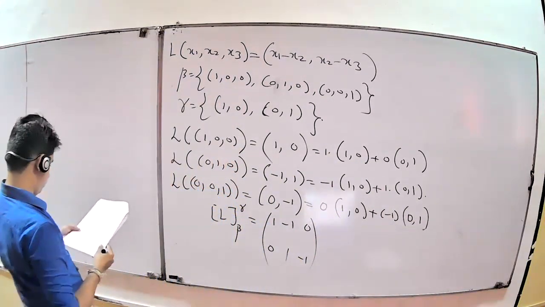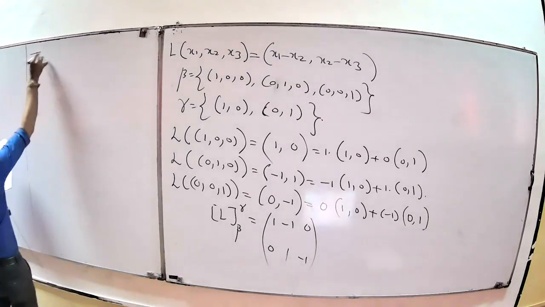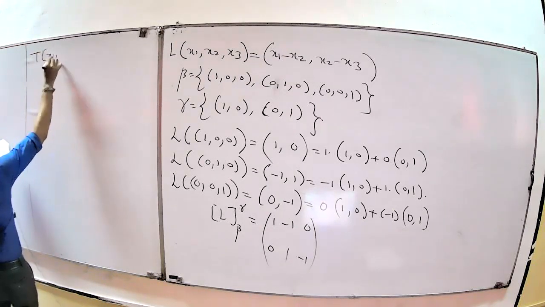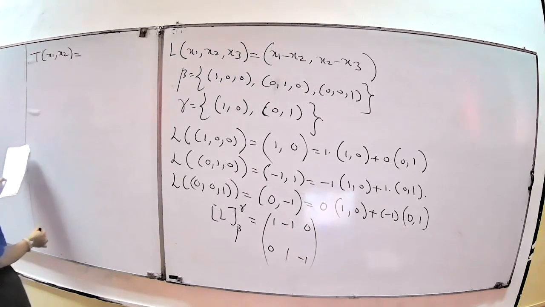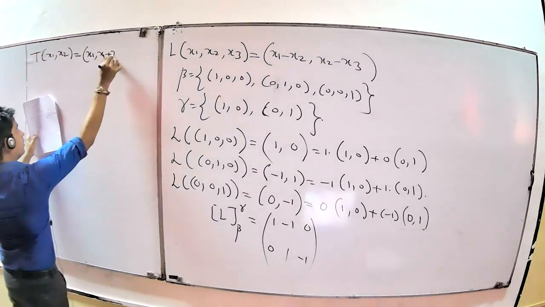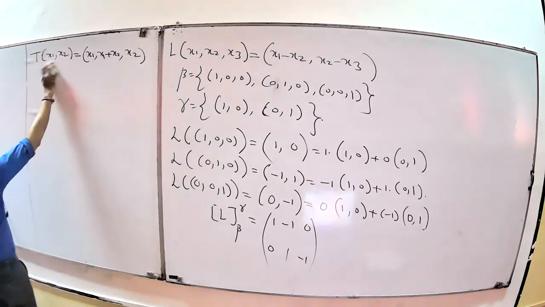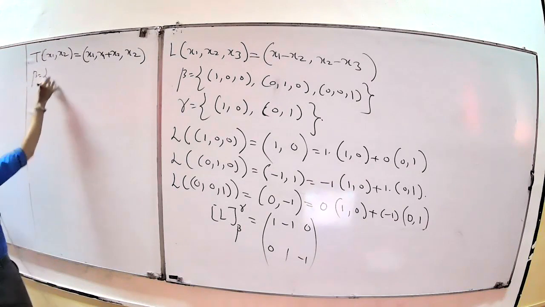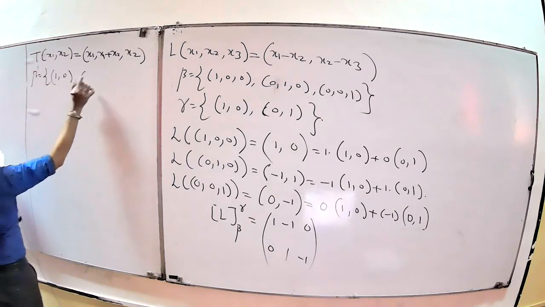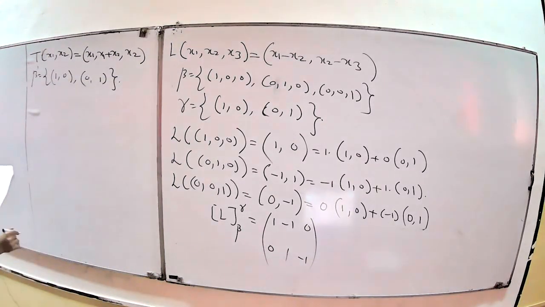Now you want to find the representation matrix for T. T is defined as T of x1, x2 equals x1, x1 plus x2, x2. Now for this one, the ordered basis is another beta dash, like this. Here also the standard ordered basis, 1, 0, 0, 1.